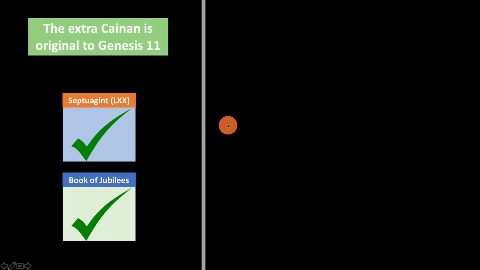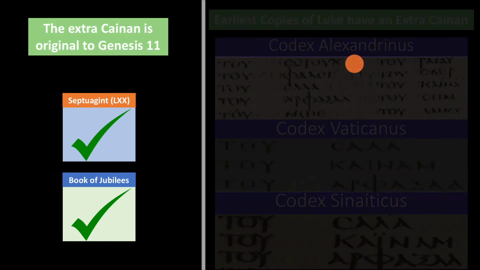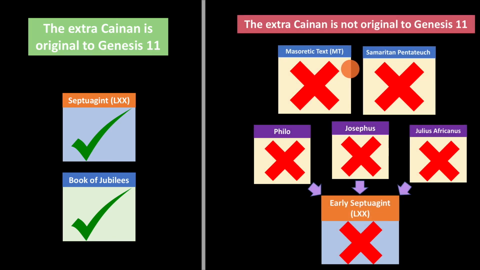Secondly, it is very likely that Luke wrote in this extra Cainan based on the sheer fact that our earliest copies of Luke all have this extra Cainan. So this is very good evidence that Luke's original copy had an extra Cainan. However, how then do we come to terms with the fact that there are so many copies of Genesis 11 which do not have this extra Cainan? How do we come to terms with these two facts? And now here is my speculation.